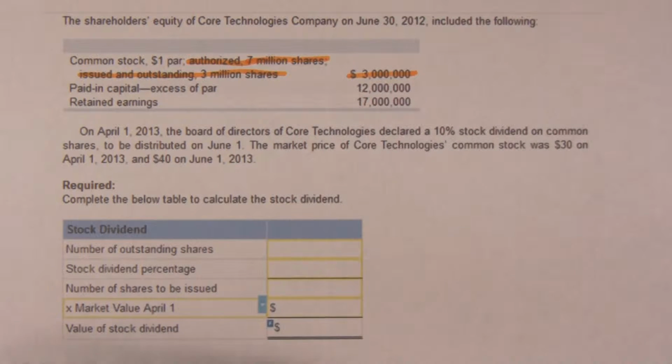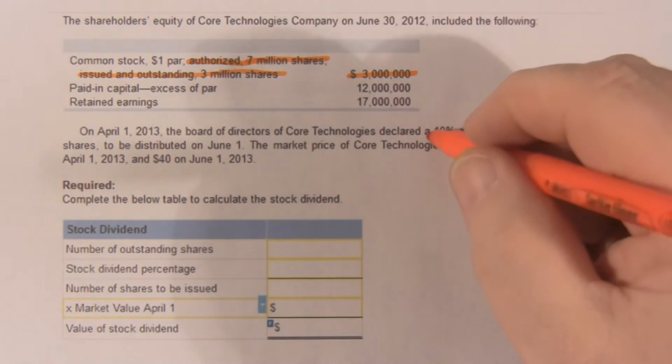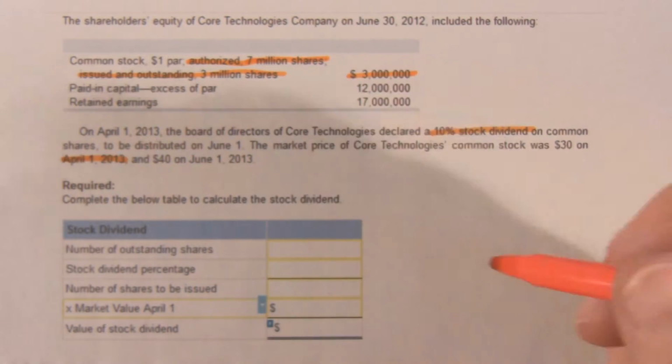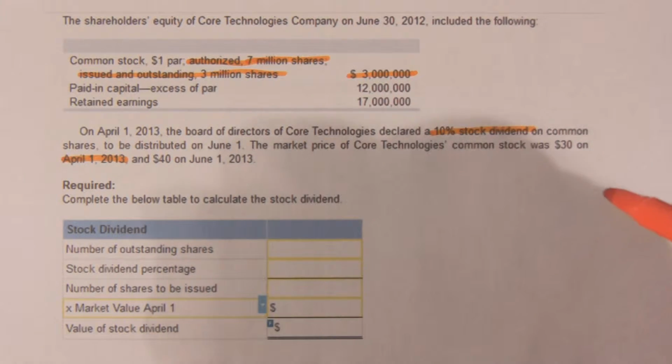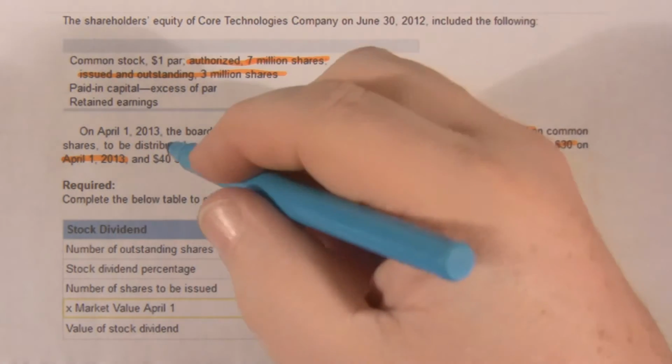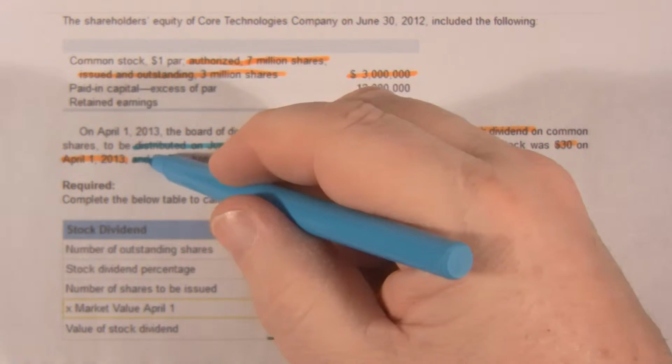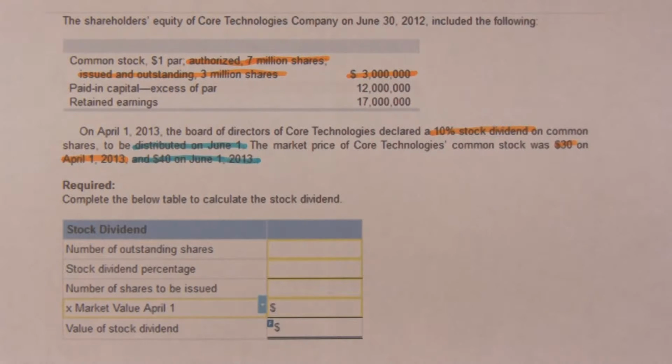Now, we're told that on April 1st, this company declares a 10% stock dividend, and they give us the selling price on April 1st of $30, and they tell us that it will be distributed on June 1st, and the price on June 1st is $40.